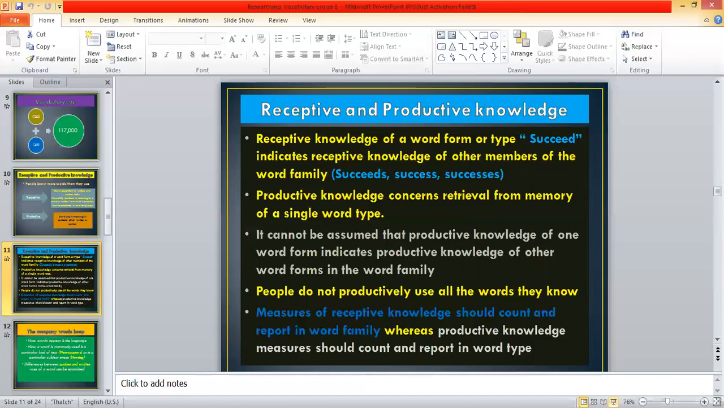So with receptive knowledge, they might know lots more words than they actually use. But for productive knowledge, if they know it, they can use that word, but they might not know the other forms, like adjective, noun or verb forms. They can maybe use the adjective form, but might not know how to use it as a noun. That's the difference between receptive and productive knowledge.